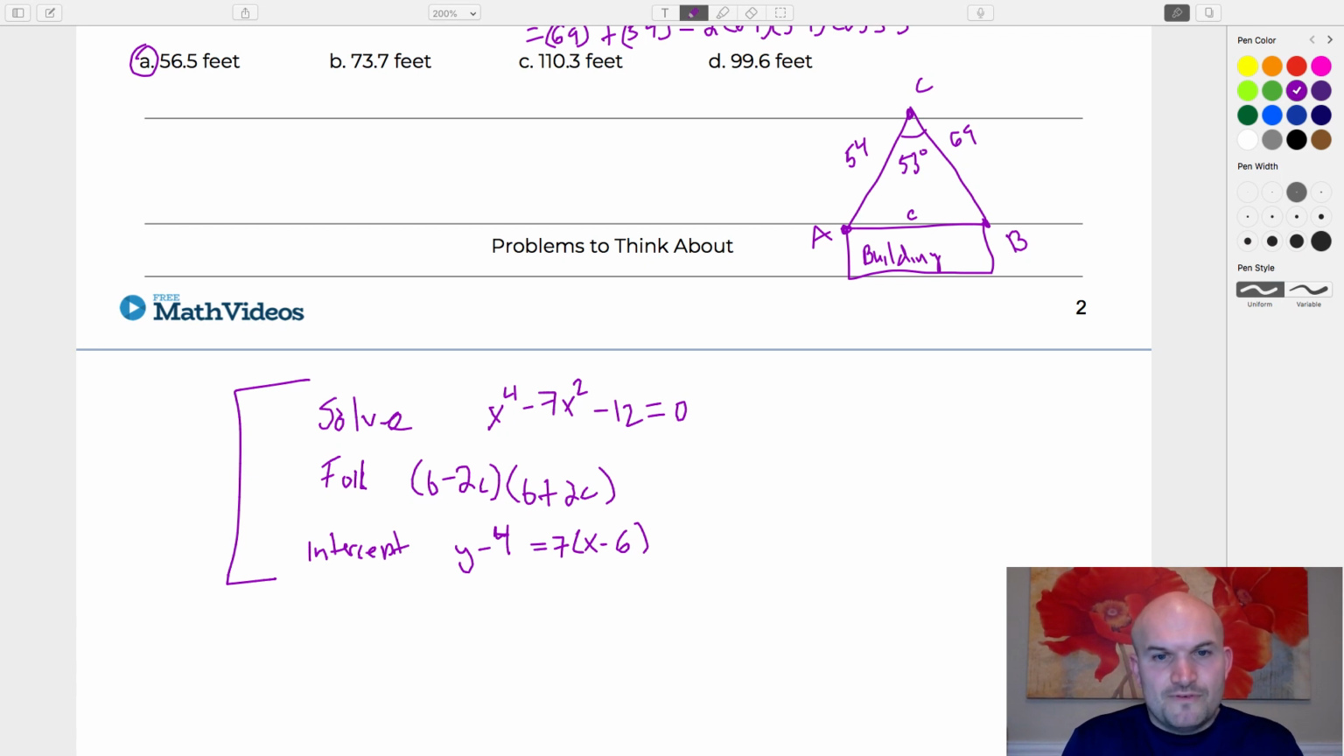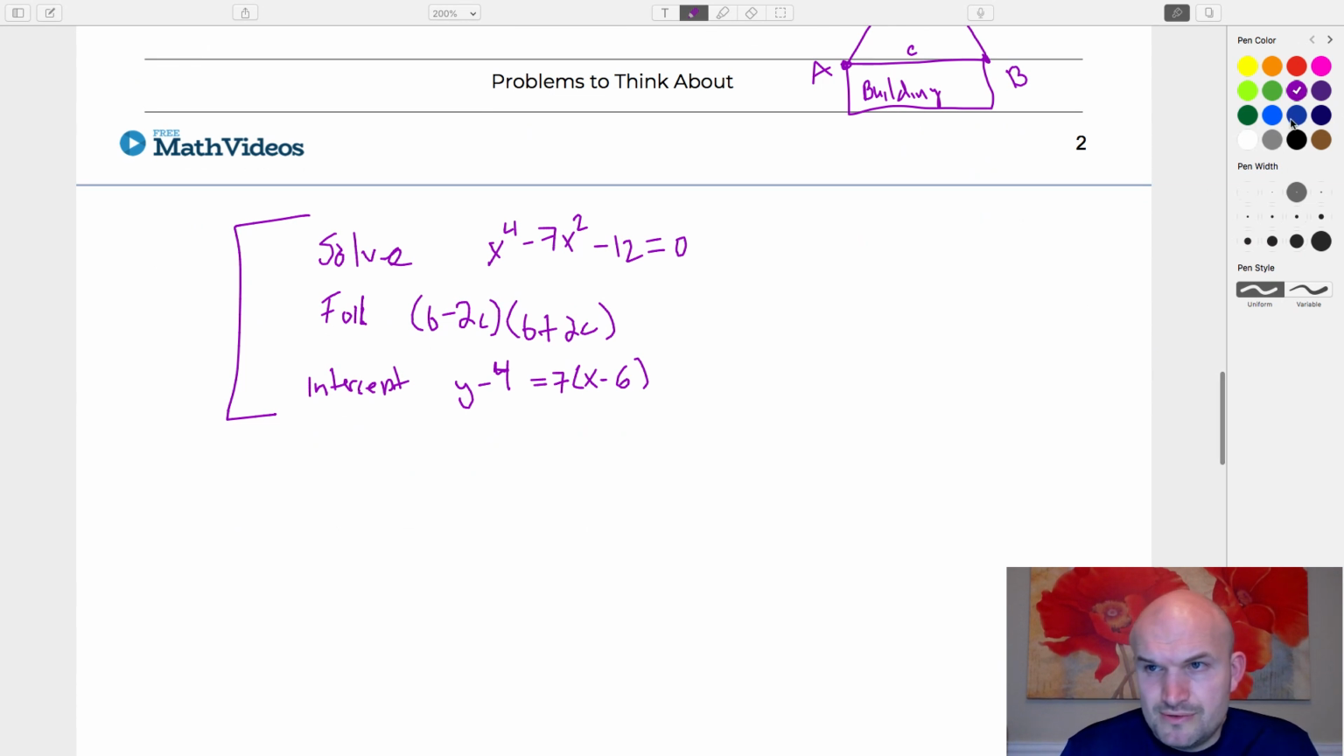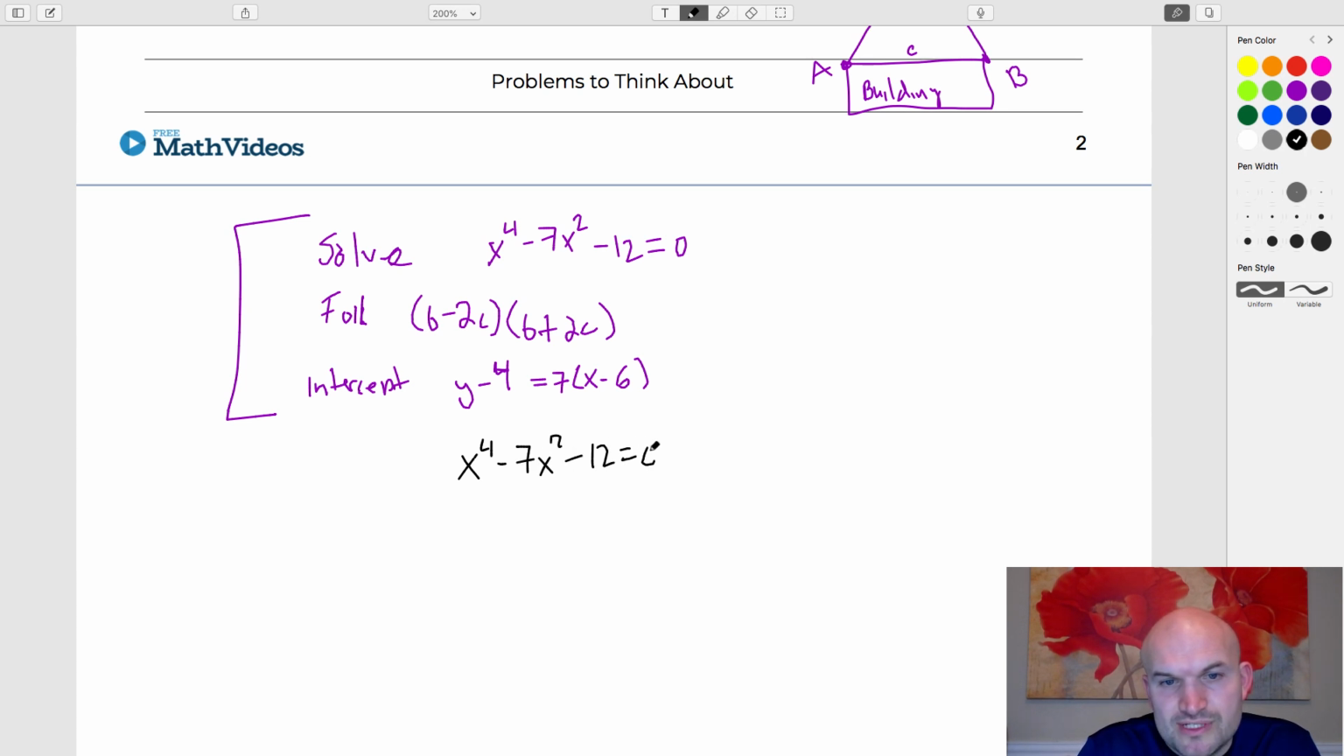All right, first one, solve. That looks like really bad handwriting, so let's change it up here with black. If I was going to solve this, we have x to the fourth minus 7x squared minus 12 equals 0. I'm assuming it was equal to 0, otherwise it wouldn't make sense to solve. We just have to try to factor it, I guess.